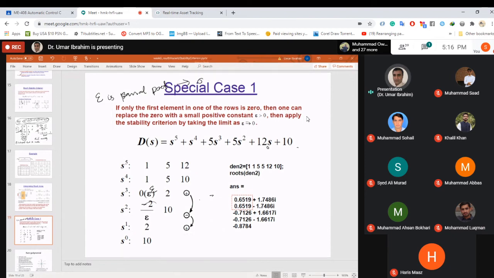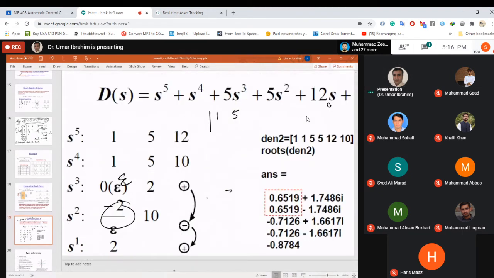So if I want to calculate this value, it will be from 1, 5, and epsilon, 2. This is minus, and this is epsilon. So this becomes minus 2 into minus 5 epsilon divided by epsilon. So this becomes minus 2 by epsilon plus 5.